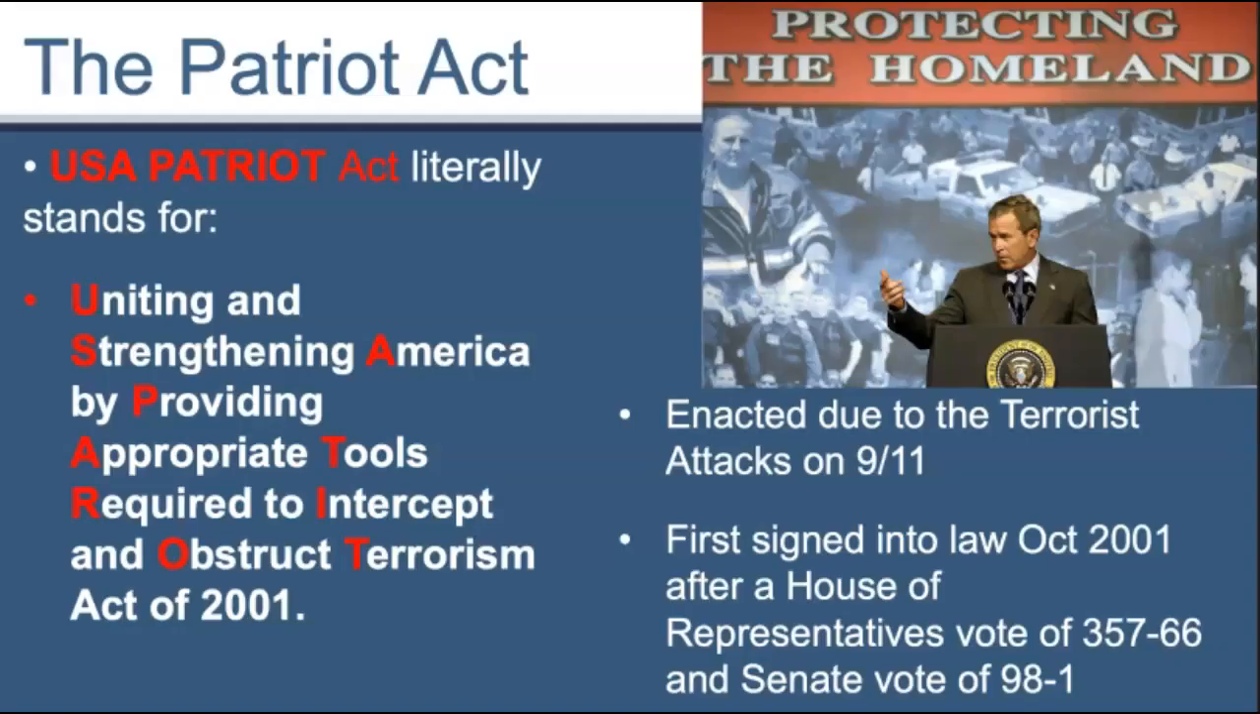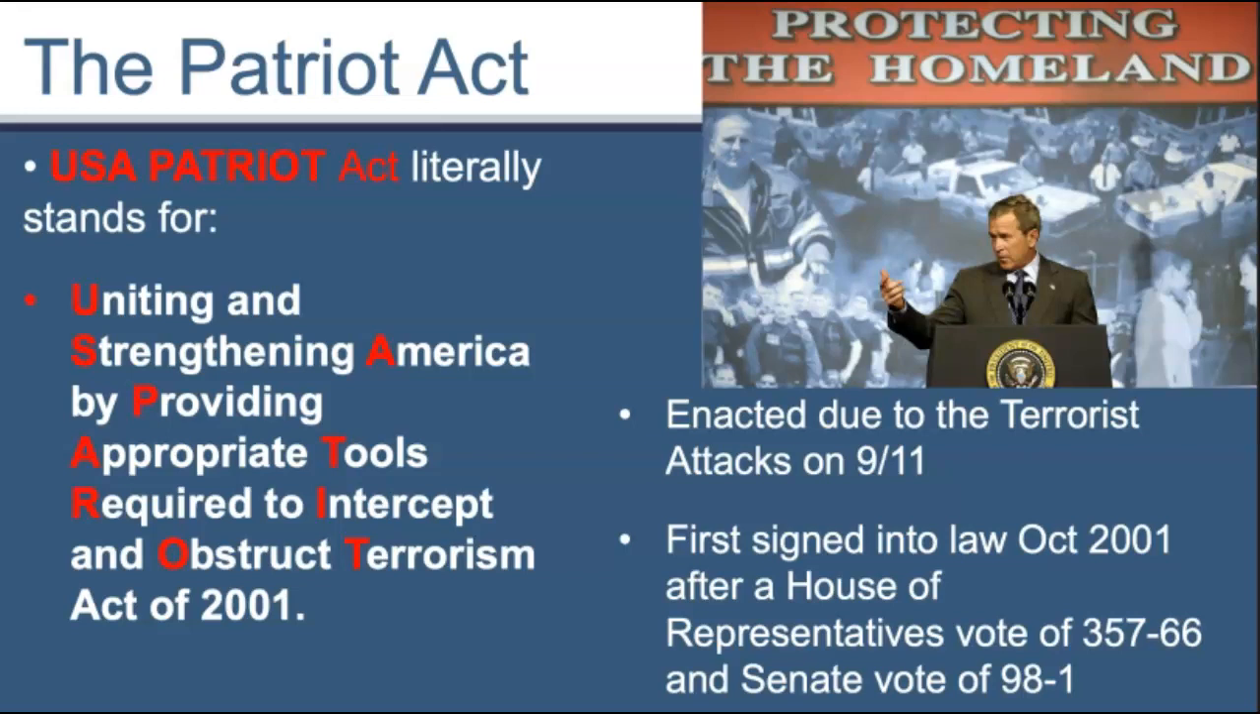The Patriot Act literally stands for USA Patriot Act, uniting and strengthening America by providing appropriate tools required to intercept and obstruct terrorism. It was enacted due to the terrorist attacks on 9/11 and first signed into law in October of 2001 after a House of Representatives vote of 357 to 66 and a Senate vote of 98 to 1. So it was overwhelmingly passed. Again, due to the context of the time, we had never been attacked this way in the history of our country, and for morale and determination and outcry, we needed to do something.